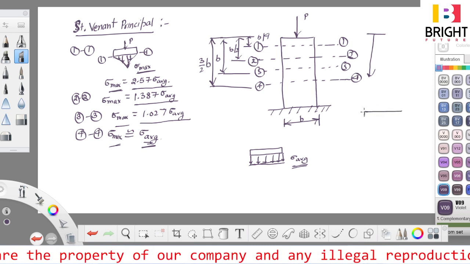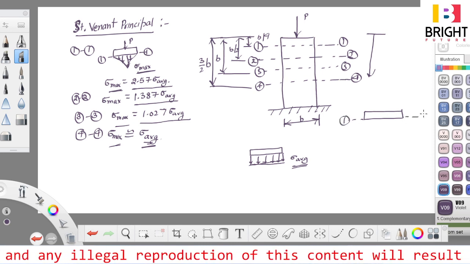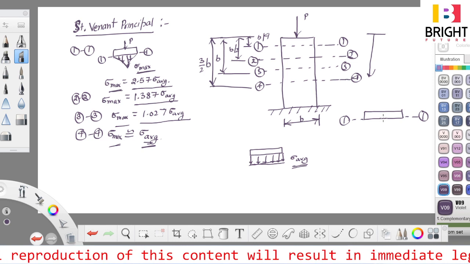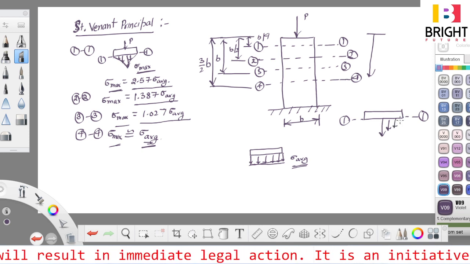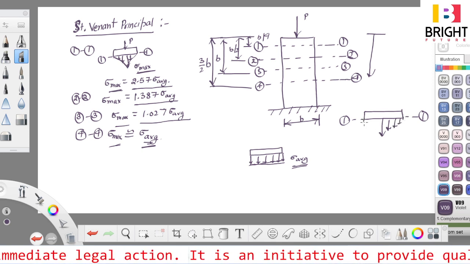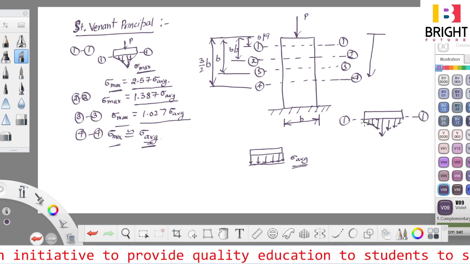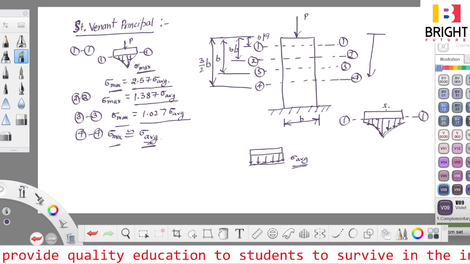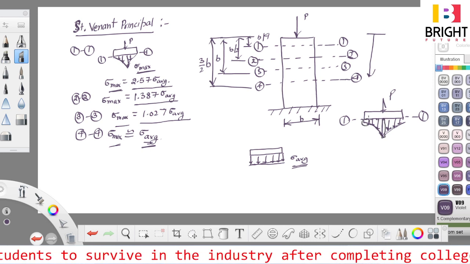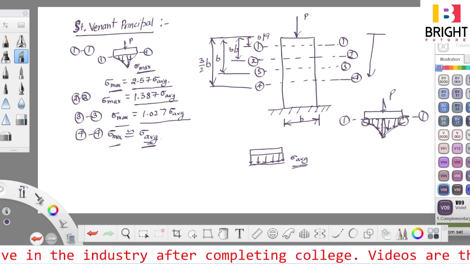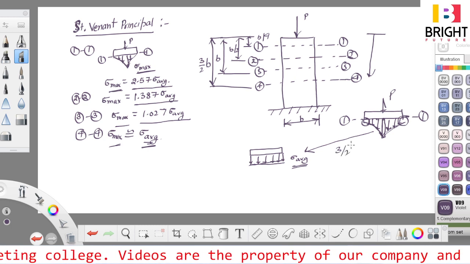Now you can see that I'll draw again if you are unable to understand section 1-1. In this section, if I see, the maximum stress is in the same line as the loading, which is the loading line of force, like this. This is force P. So stress at this point is more than stress at these points. However, all these become uniform and approach the average at a distance of 3 by 2 times B from the end point.